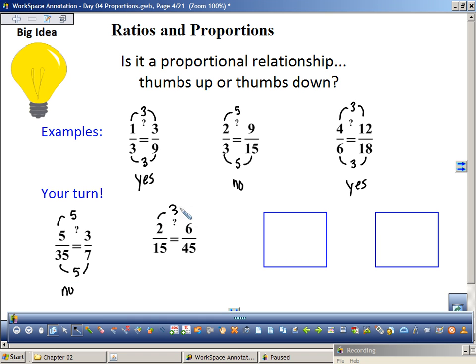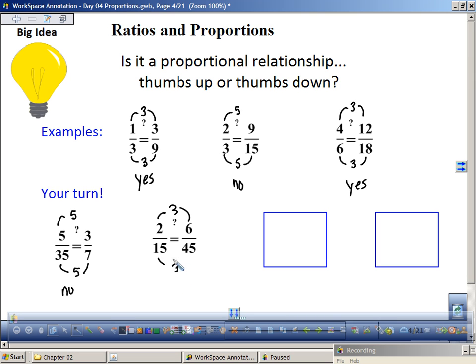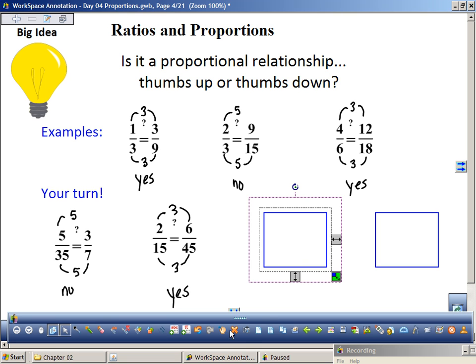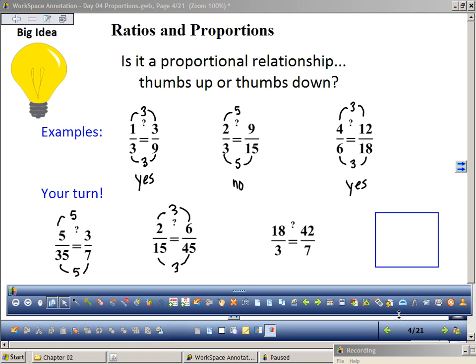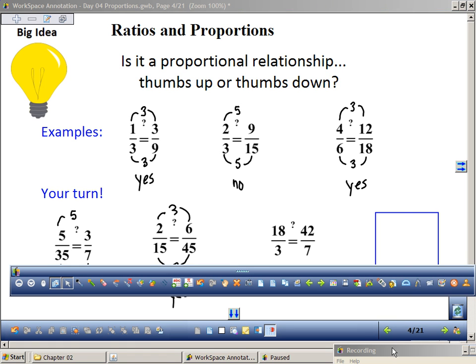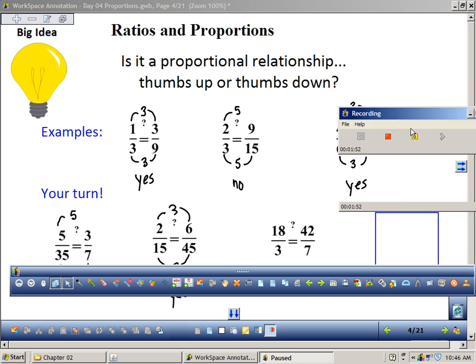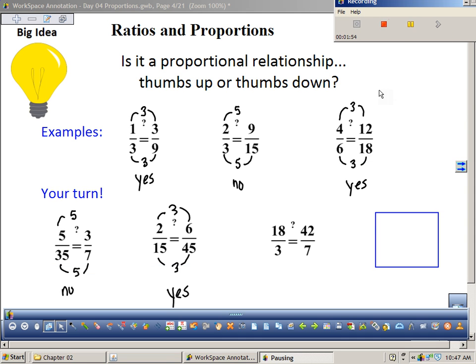2 times 3 is 6. If you don't know that 15 times 3 is 45, let's do some number sense. What's 15 times 2? 30 plus another 15? 45. Right? That's how you can check. So this one is a proportion. What about this one? Check that one out. I should put this up here. This one was a little bit harder for you guys.